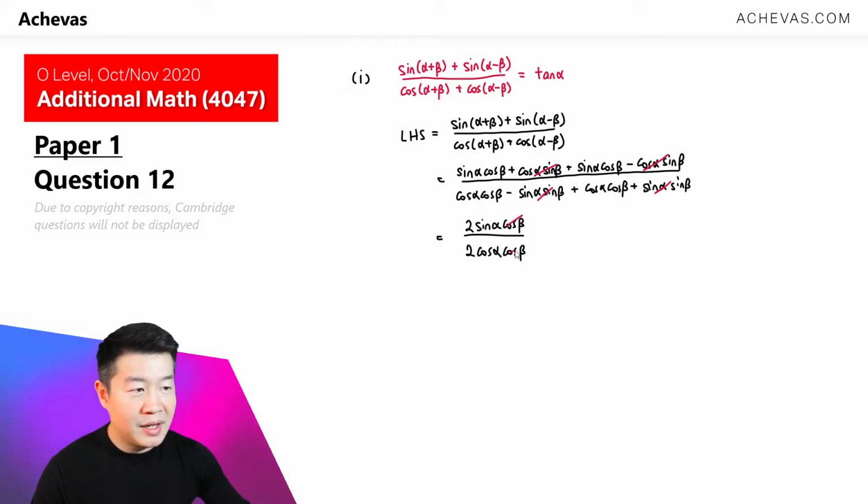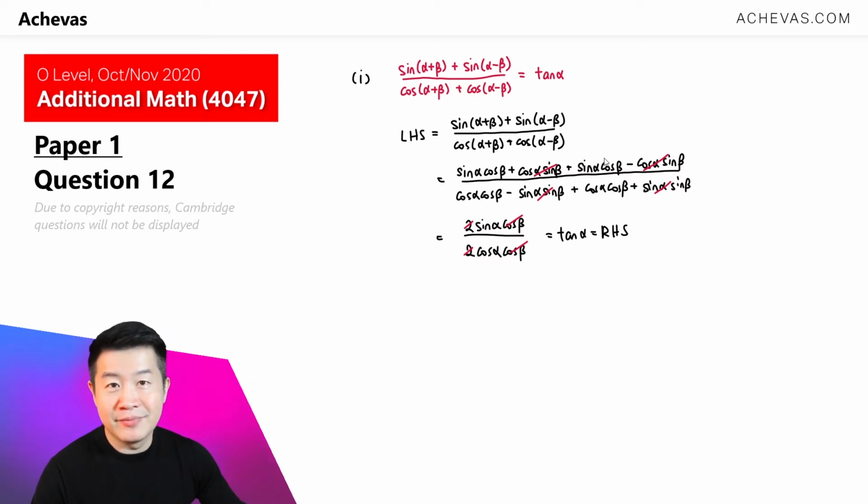And cosine beta can be cancelled. 2 and 2 can be cancelled. We're going to be left with sine alpha over cosine alpha, and this is equal to tangent alpha, which we have proven that it is same as the right hand side.